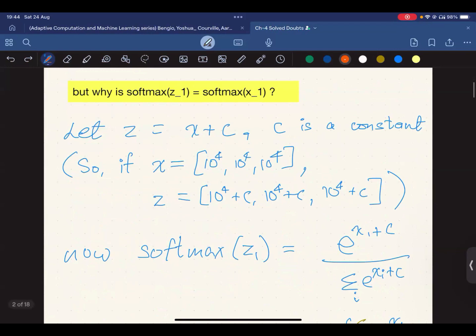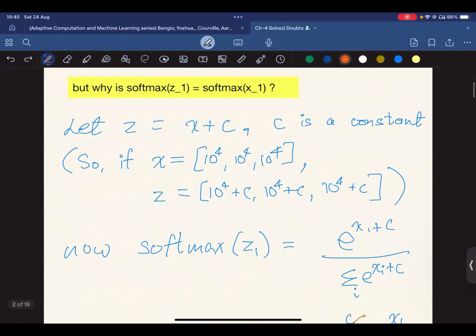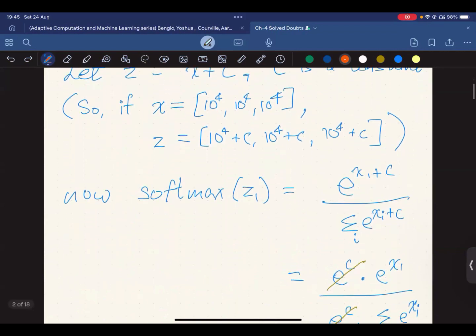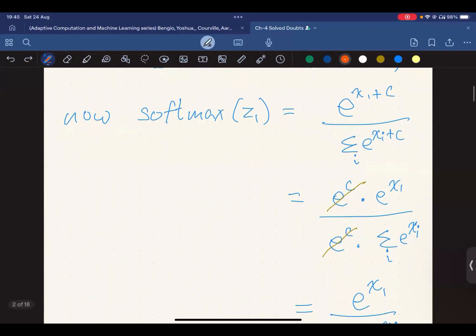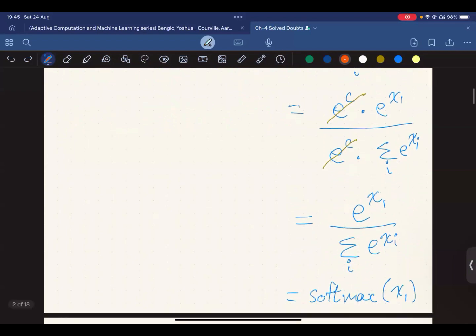we can write softmax of z as e to the power x1 plus c upon summation of e to the power xi plus c. And we know that e to the power x plus c can be written as e to the power c into e to the power x1, and e to the power c will come out and cancel from the numerator as well as the denominator. So this will be exactly equal to softmax of x1.